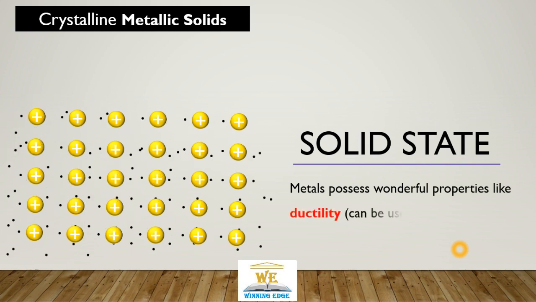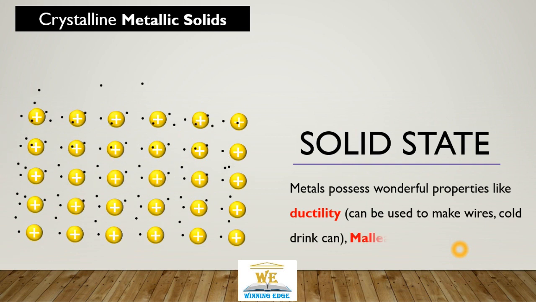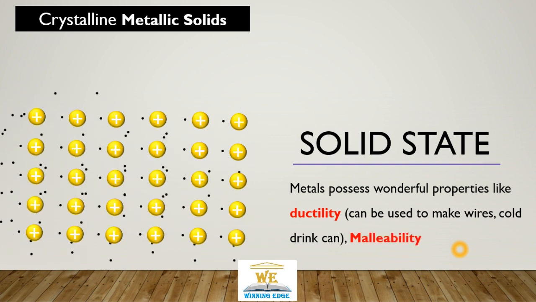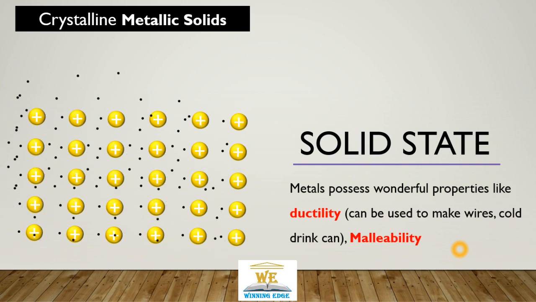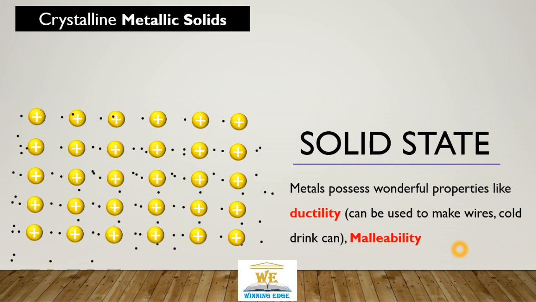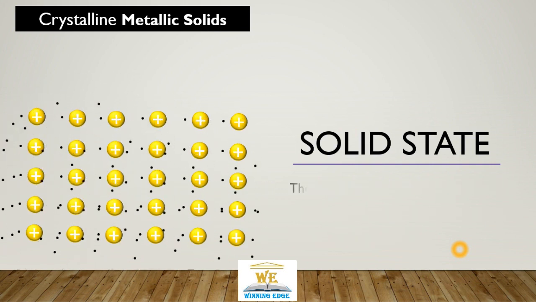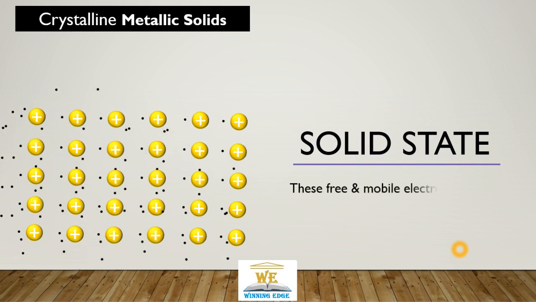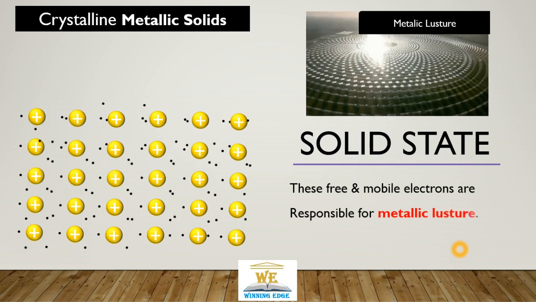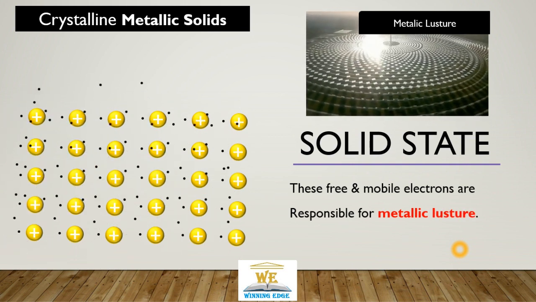They have all properties: ductility, so we can make them into wires, cold drink cans; malleability, you can make sheets out of them, because of these free electrons and kernels. Now, because of these mobile free electrons, we have a metallic luster, because they get excited and shine back.